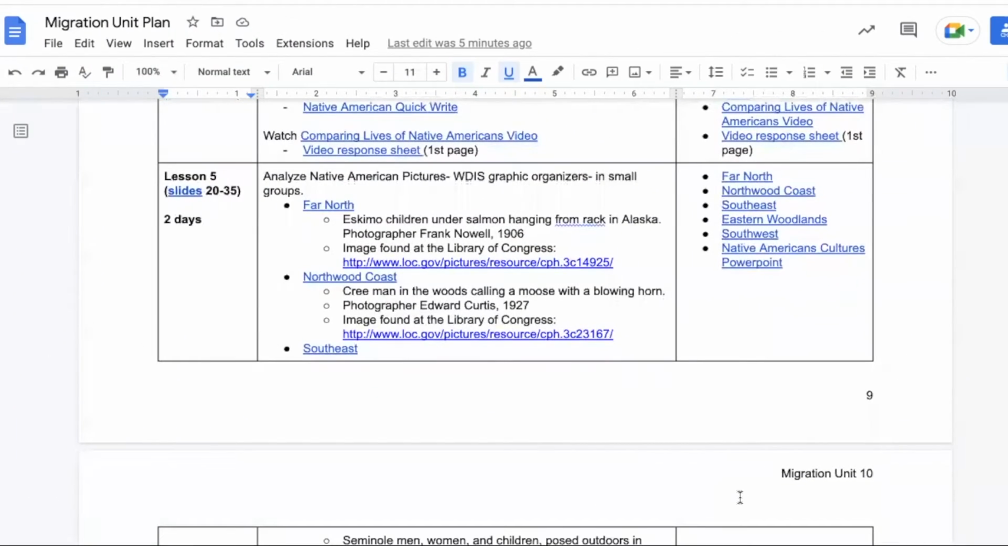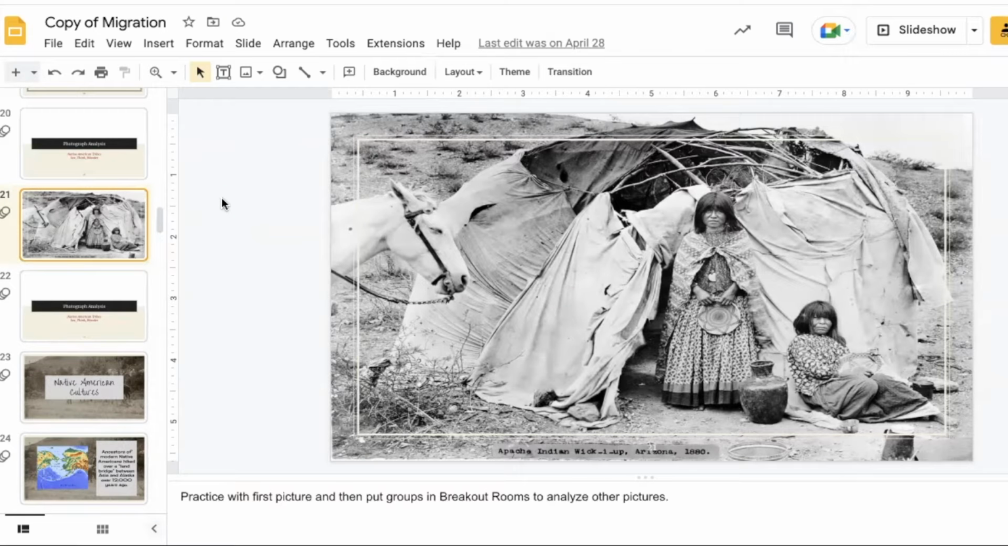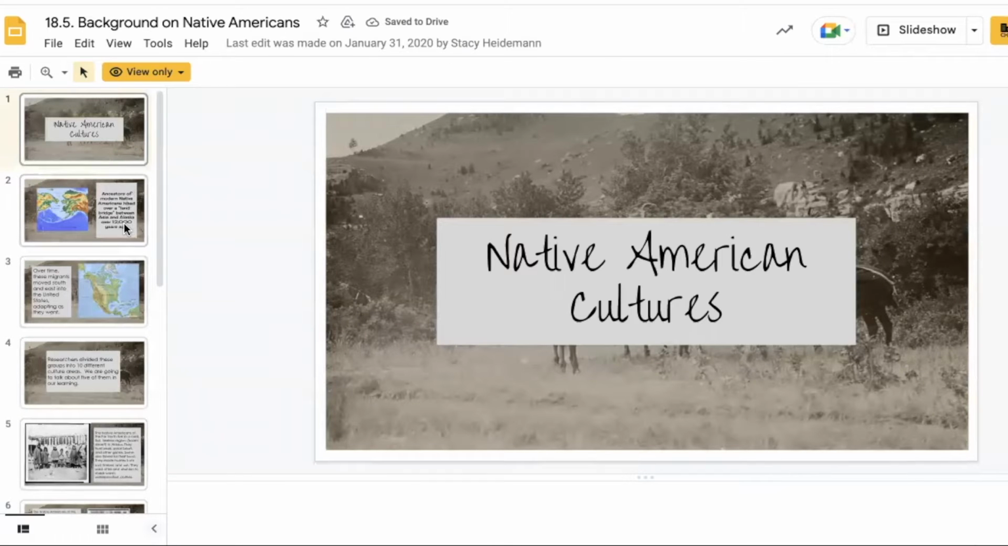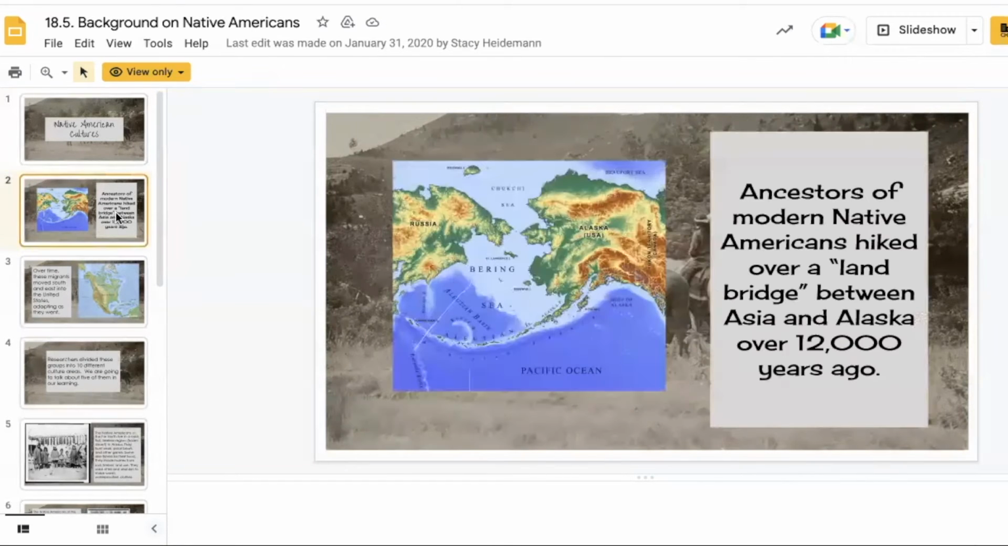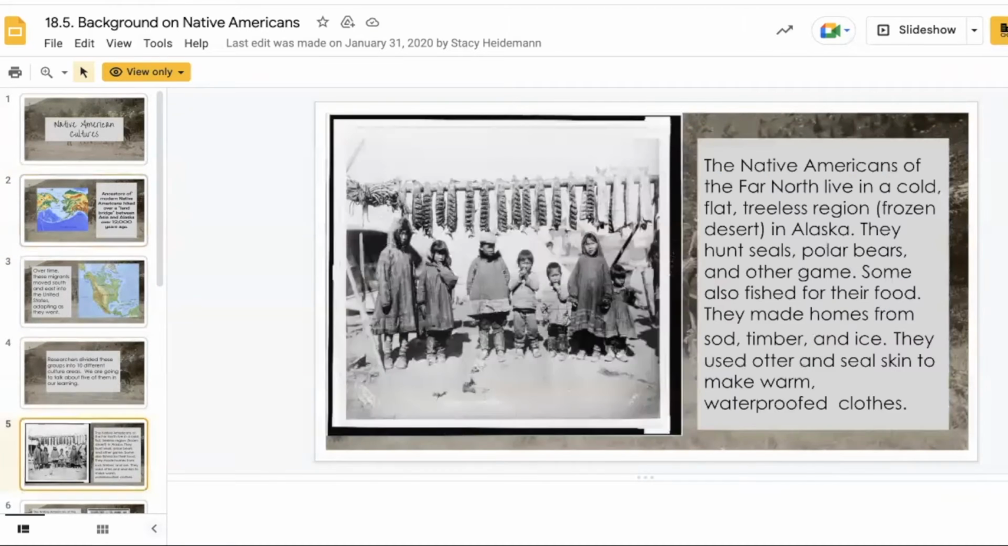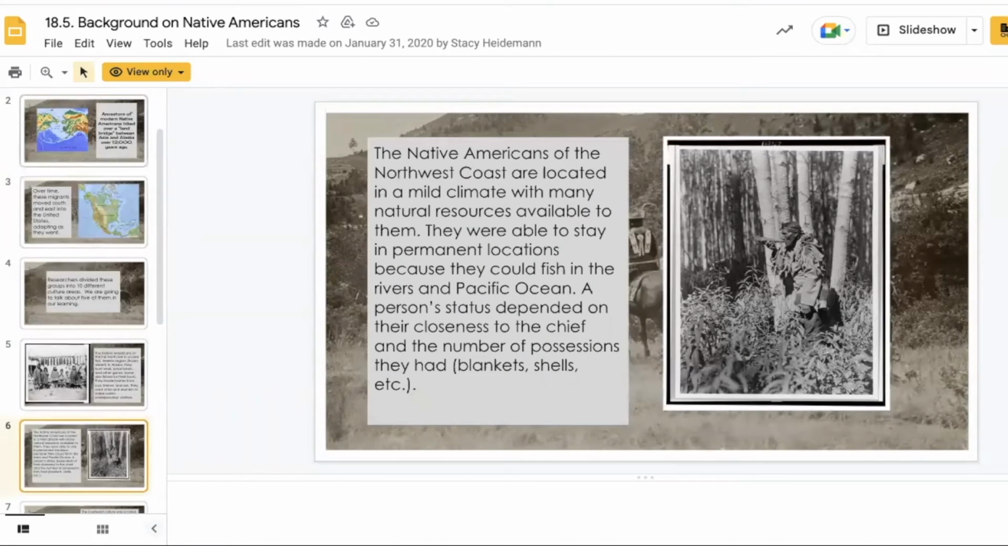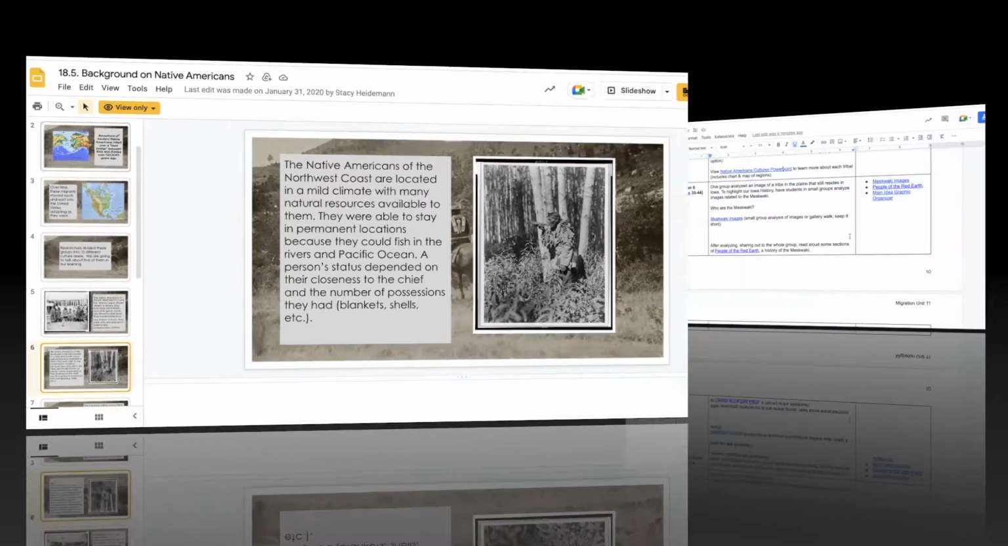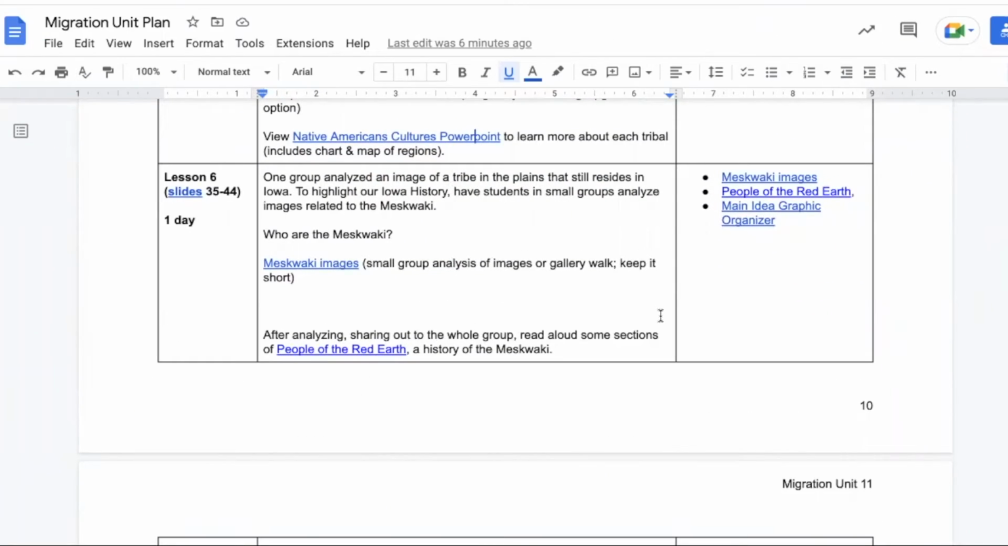In lesson 5, we have some images of Native Americans. Students can look at these images in small groups, complete a See, Think, Wonder or other graphic organizer, or they can also complete a WDIS to point out the different items they notice. There's also a Native American Cultures PowerPoint to give more information about the backgrounds and different culture areas of various Native American regional groups. In lesson 6, students are going to learn about the Meskwaki.